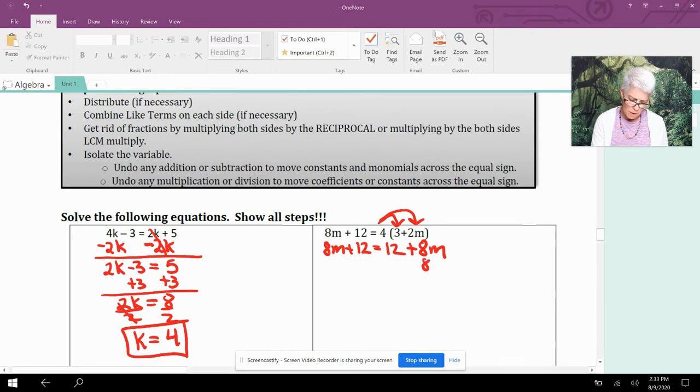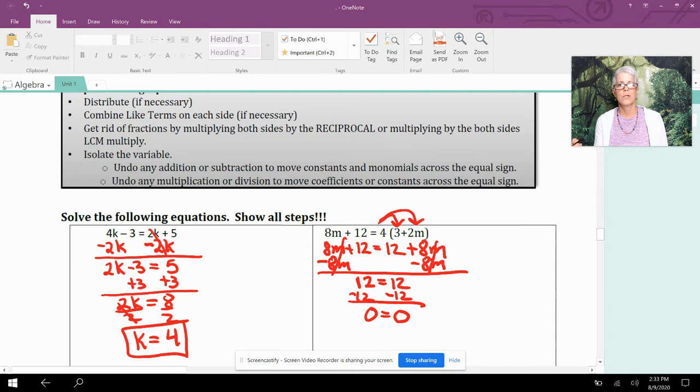I'm going to move my variable. And it doesn't really matter which one I move, because either way it's going to cancel each other out. Now I have 12 equals 12. I can keep going with this if I want. So I'm going to go ahead and keep going. I'll subtract 12 from 12, and I end up with 0 equals 0.